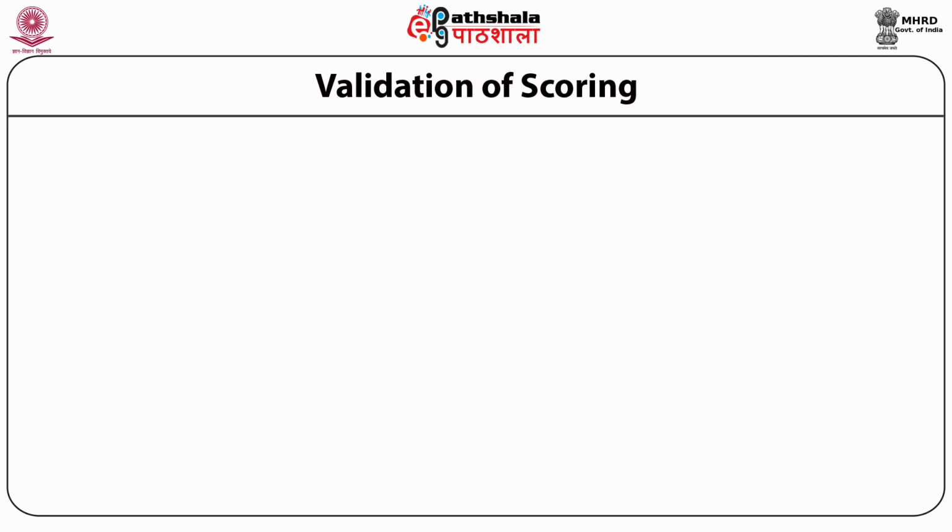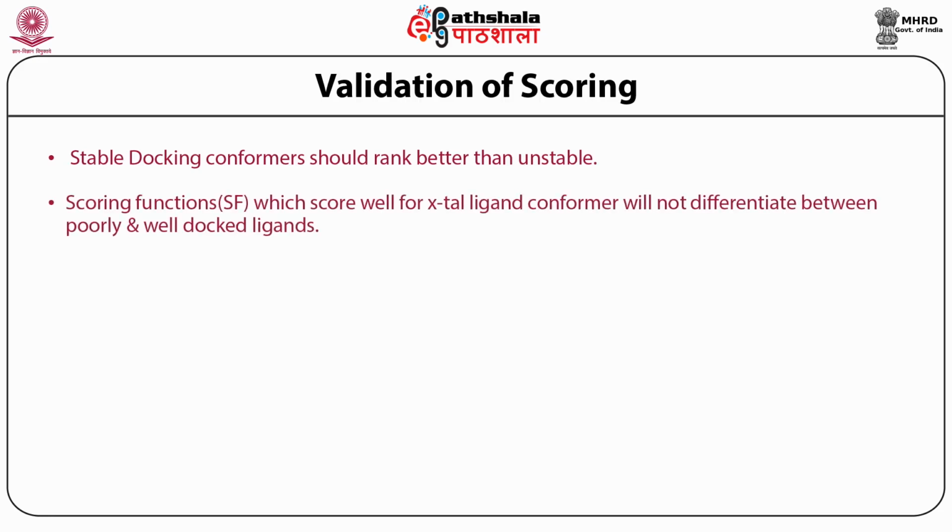As we have seen, it is very important that we have a validation of scoring. There could be opportunities of different conformers and different poses, and when it comes to comparison from one active site to another active site, it becomes even more difficult. Hence, a stable docking conformer should always rank better than an unstable docking. Now, a scoring function which scores the crystal structure conformer has to be important, because otherwise it will not differentiate between poorly and well docked ligand, and then it becomes difficult.